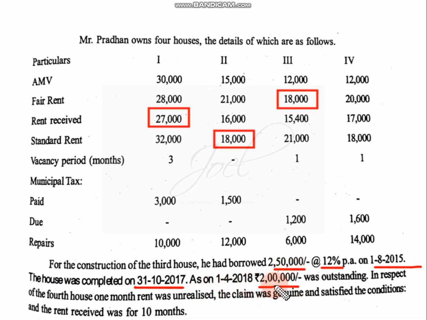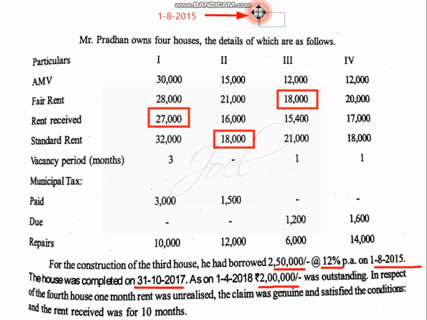Out of 2.5 lakh, only 50,000 he has paid. Only 50,000 he has paid, 2 lakh is pending. So in respect of the fourth house, 1 month, that we will see later. So here our pre-construction period will start on 1/8/2015 and it will end on 31st/3/2017. So our pre-construction period, when will it start? 1/8/2015 it will start, and from there it will go up to which time.